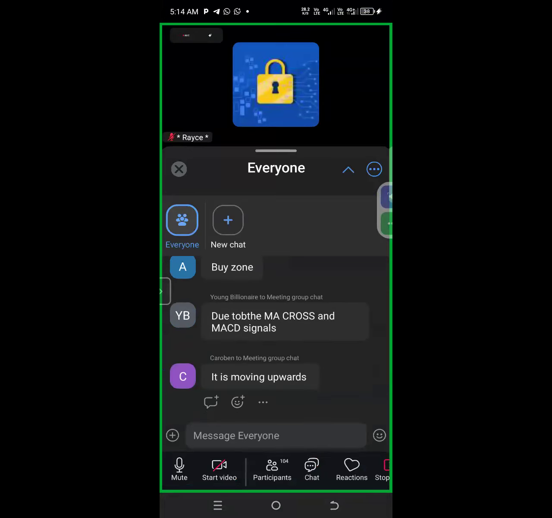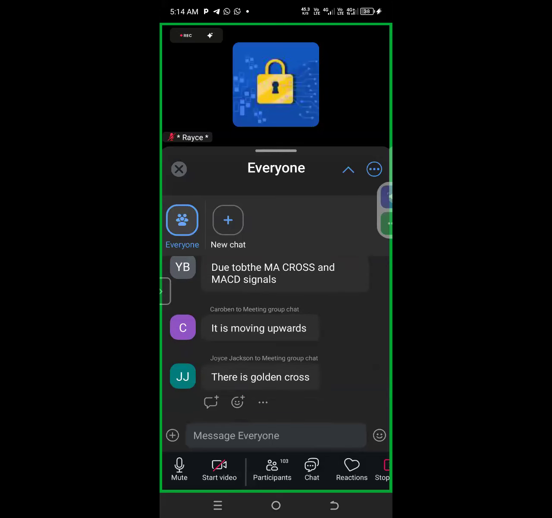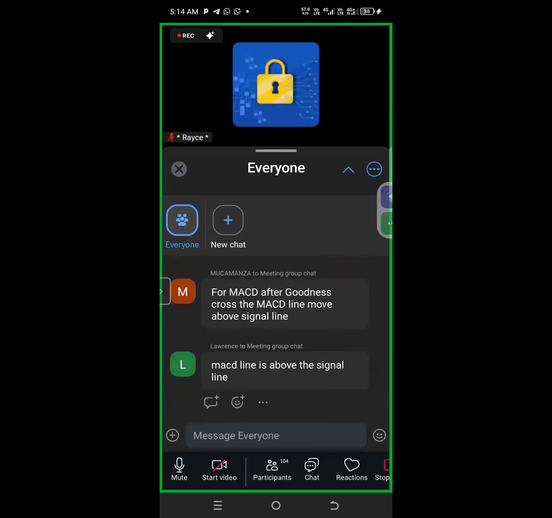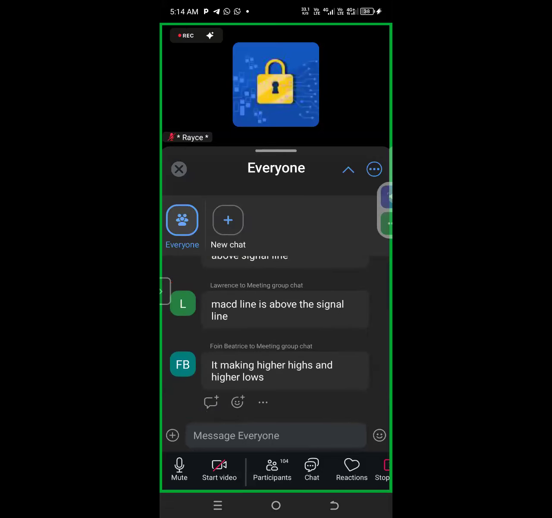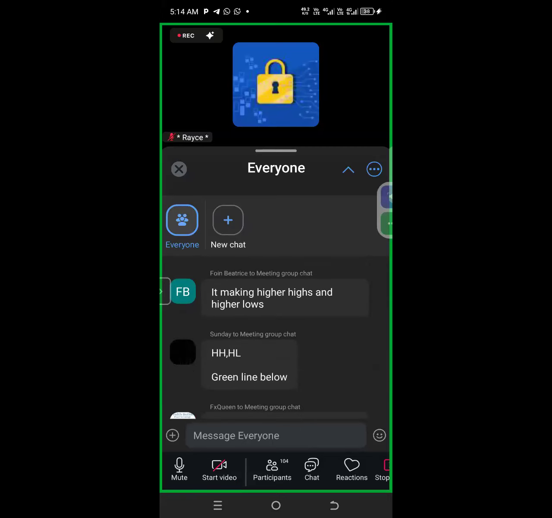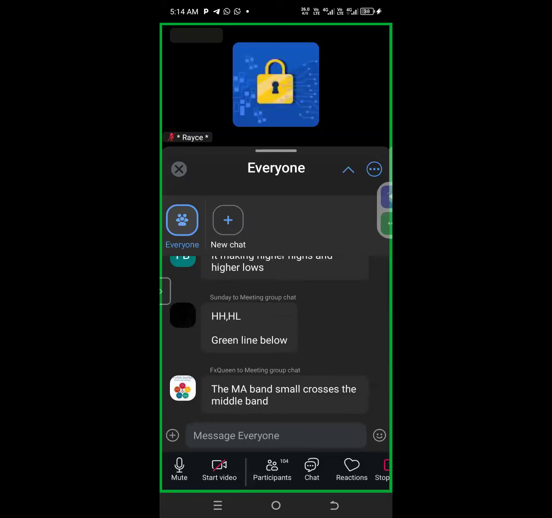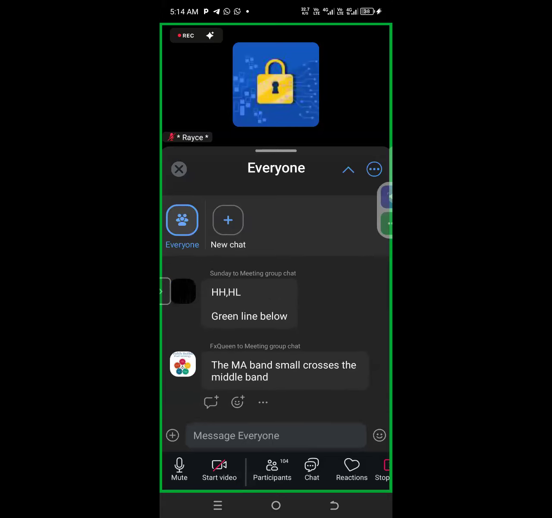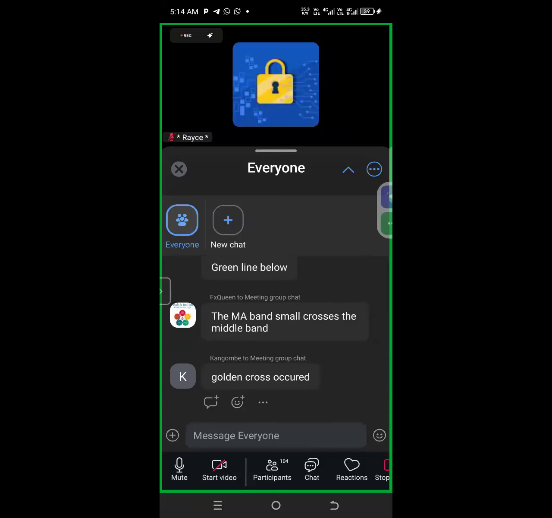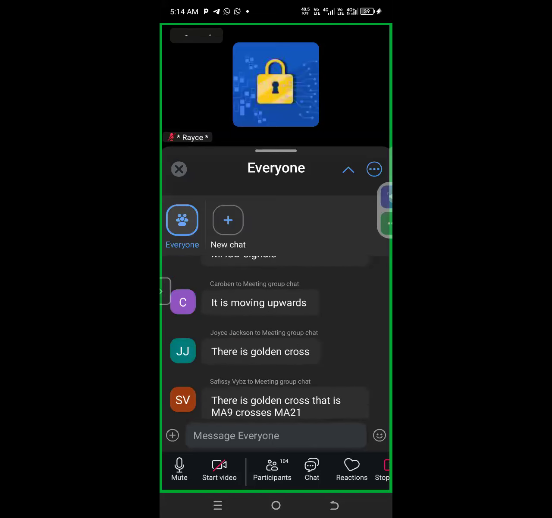Due to the MACD cross and the MACD signal, it is moving upwards. There is a golden cross. So there is a golden cross for MACD after the MACD line is above the signal line. We are not talking about MACD now. I want to say it's making higher highs and higher lows. Green line below the moving average band crosses the middle band. Golden cross occurred. What am I seeing?